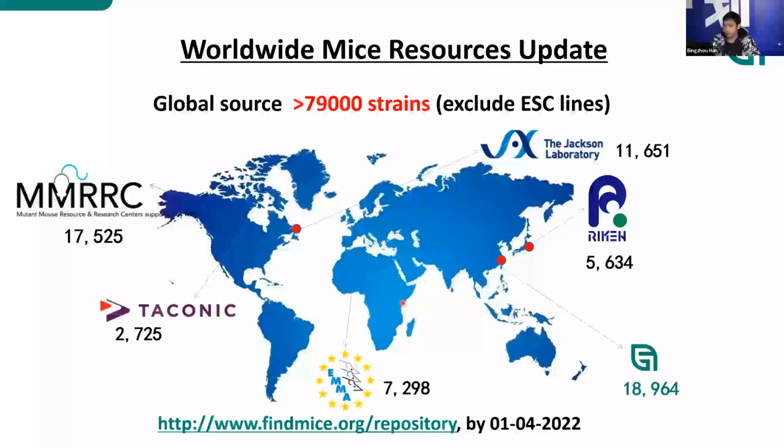So last, I want to briefly introduce our company. This is the data collected by MSR. Excluding the embryonic stem cell lines of mice, there are currently more than 79,000 mouse strains all over the world. And among them, nearly thousands of strains are developed by GemPharmatech with independent property right. And now we can confidently say that we are the biggest strain keeper and the strain commercialization company all over the world.